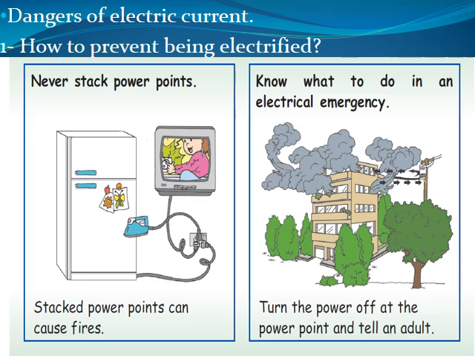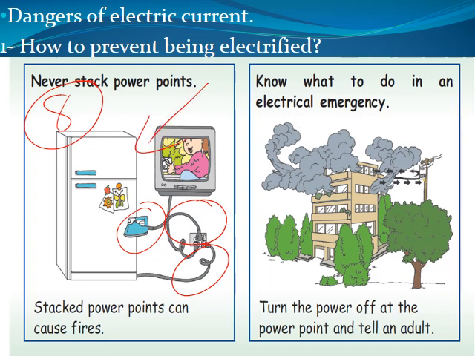Number eight, never stack power points. What is the meaning of this? Stacking power points can cause fires. For example, here they are using the iron, a refrigerator, and a TV, all of them in one plug. So this is a big danger of being electrified or having maybe a fire in your house. Number nine, which is the last rule: know what to do in a case of electrical emergency. You have to turn off the power at the power point, and tell an adult to do this, not do it by yourself.